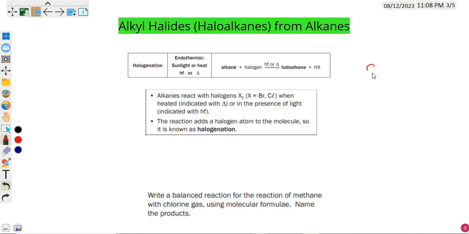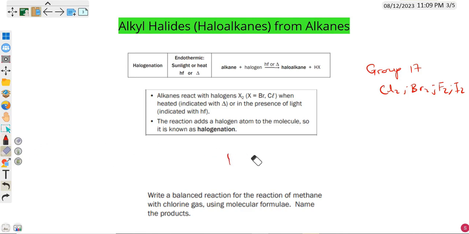Remember, what are halogens? Halogens are the group 17 atoms, right? All of them are diatomic. You had your chlorine, your bromine, your fluorine, and lastly your iodine, to form that product there. So alkanes react with halogens, like bromine and chlorine, but remember that they are diatomic. Alkanes react with halogens when heated, indicated with delta there, representing heat added into the system, or in the presence of light, represented by hv there. The reaction adds a halogen atom to the molecule, so it is known as halogenation.